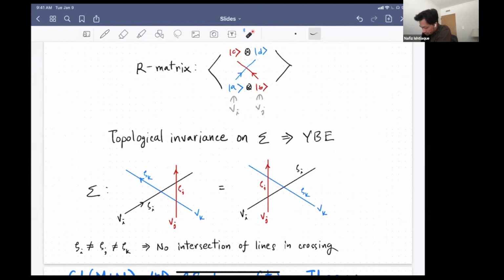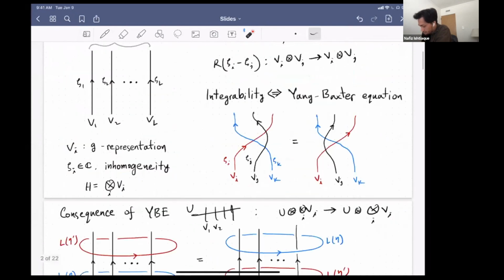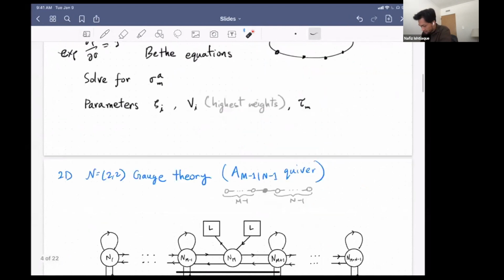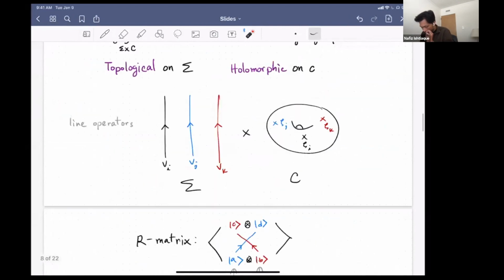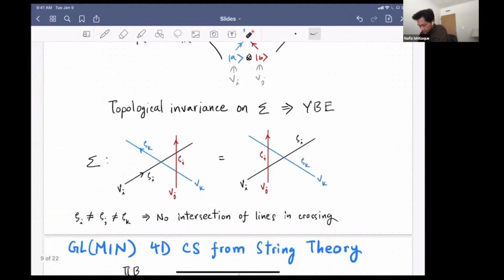So we can see that these define the same map from the tensor product of these vector spaces to the same tensor product as this. We have just changed the position of a line in the topological plane, and we have a topologically invariant theory. And this is graphically the same as our Yang-Baxter equation. So this is the underlying basic fact that leads to the connection between integrable spin chains and the 4D Chern-Simons theory.